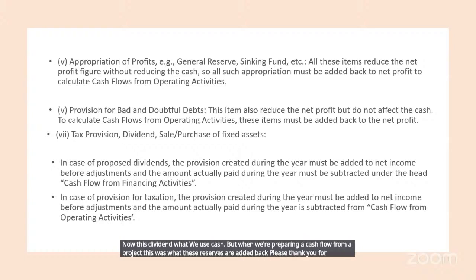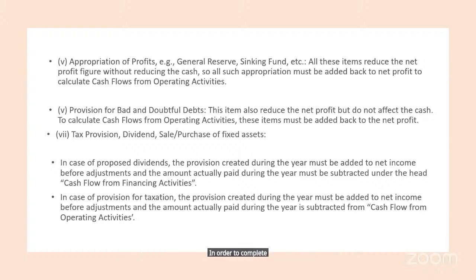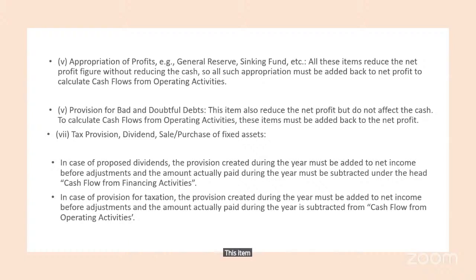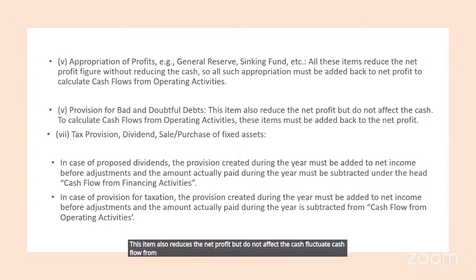These dividends are added back to the net profit in order to calculate our cash flow from operating activities. The next one says provision for bad and doubtful debts. This item also reduces the net profit but does not affect the cash. To calculate cash flow from operating activities, this item must be added back to the net profit.